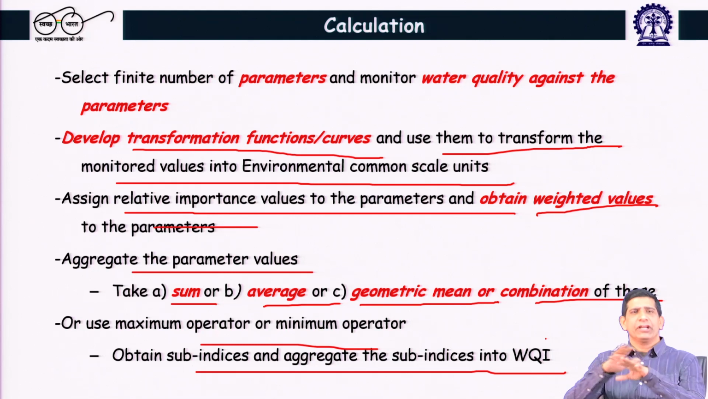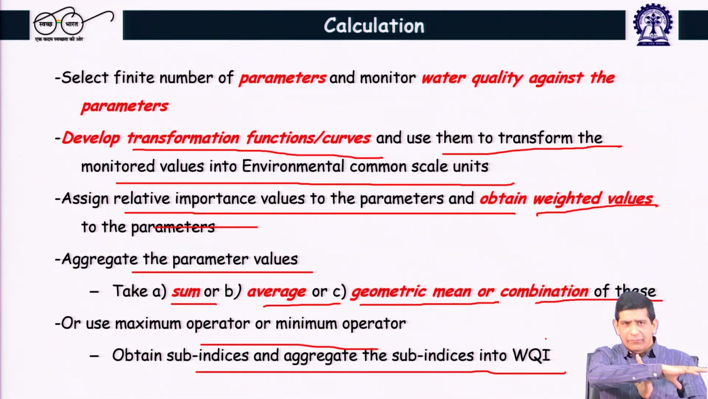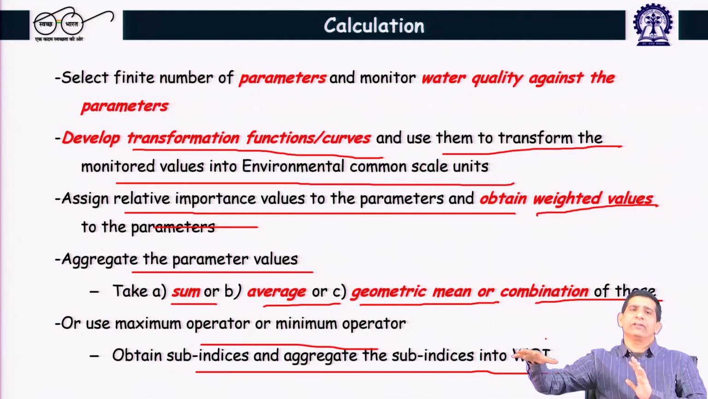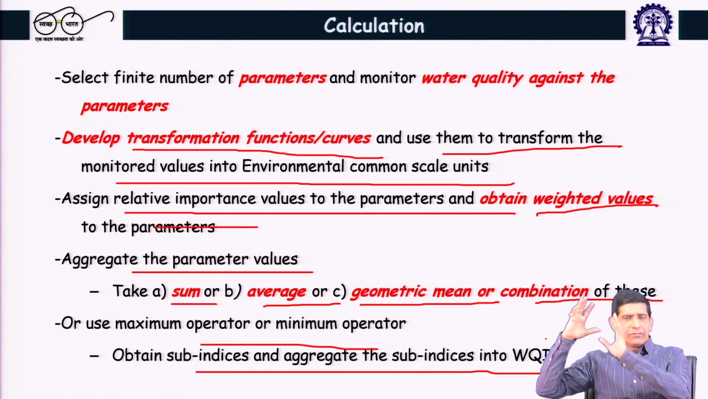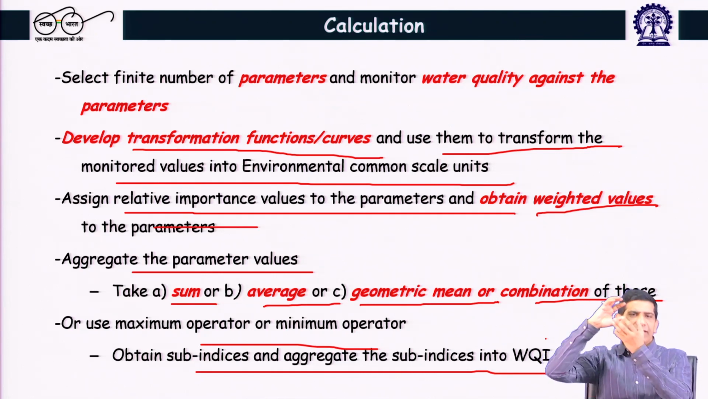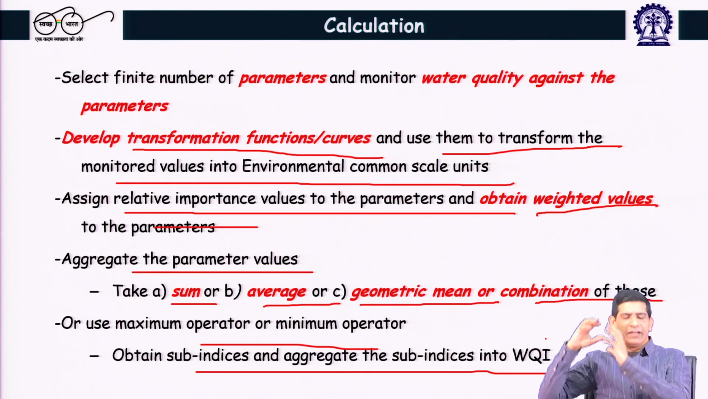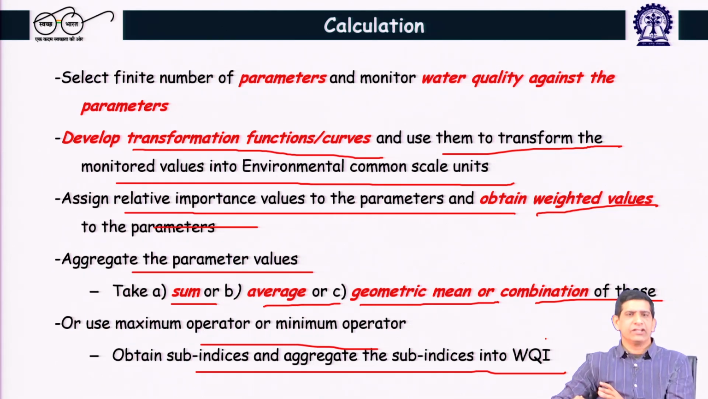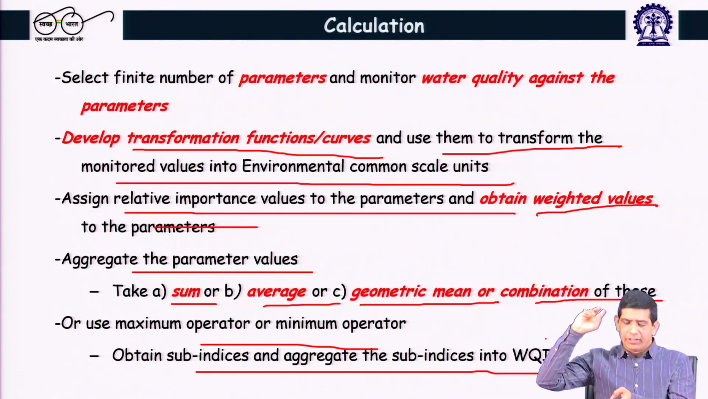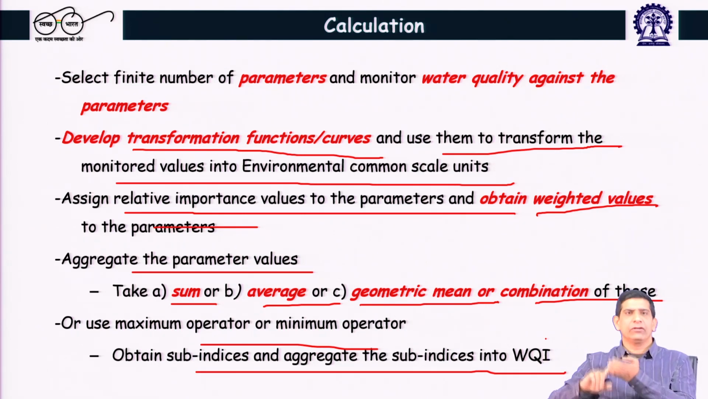But for now, in general, since this is an environmental science course for all disciplines, all the graduating professionals, engineers, non-engineers, everybody here. The major thing is that there are a set of parameters. We have taken the important parameters, come up with a mathematical relationship, developed some transform functions and curves, and given some relative importance to these parameters. We took some weighted values, and then took the sum, average, geometric mean, or a combination of that, and put them in the form of a water quality index. So, that is what has been done.